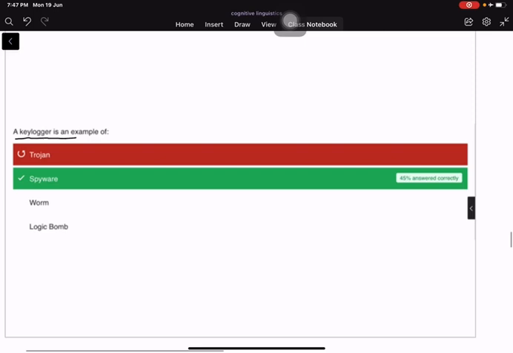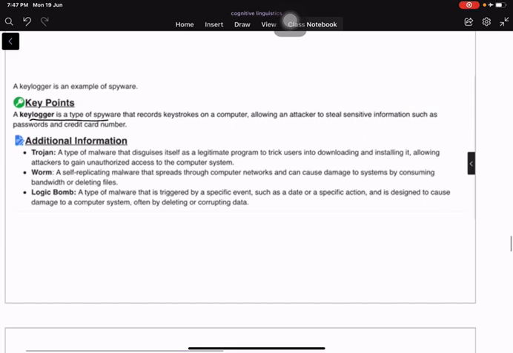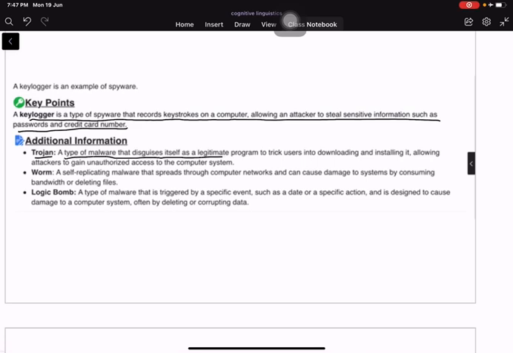Now, a keylogger is an example of spyware. A keylogger is a type of spyware that records keystrokes on a computer, allowing an attacker to steal sensitive information such as passwords and credit card numbers. Trojan, a type of malware that disguises itself as a legitimate program to trick users into downloading and installing it, allowing attackers to gain unauthorized access to the computer system.